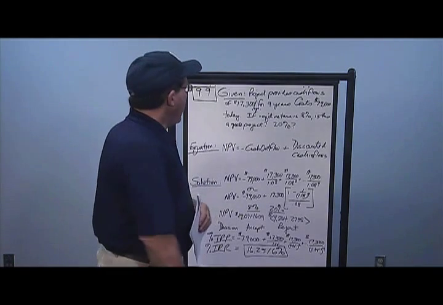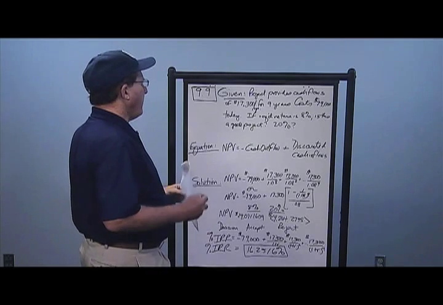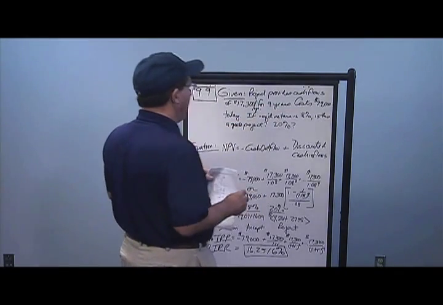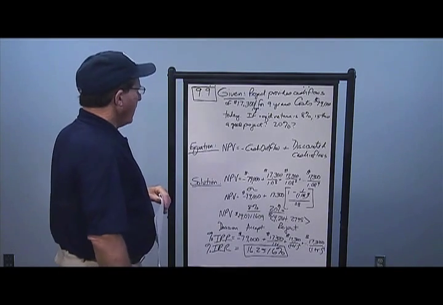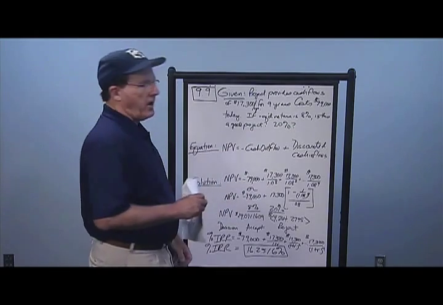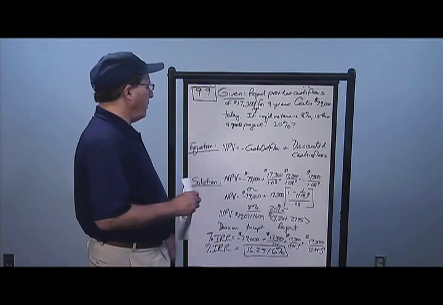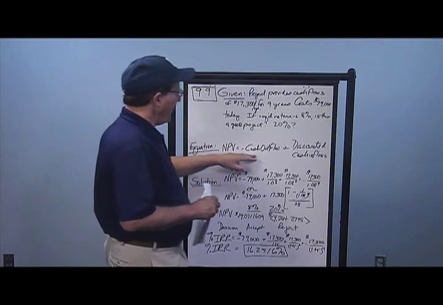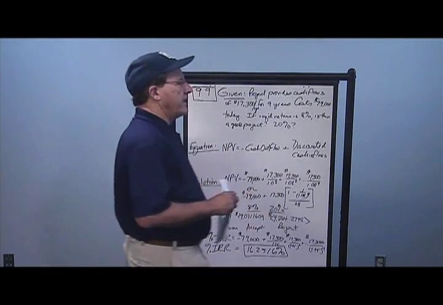In problem number 9, we see that this project provides cash flows of $17,300 a year for 9 years, costs $79,000 today. To go forward with this project, if the required return is 8%, is this a good project? How about if the required return or hurdle rate is 20%? So the net present value that we're looking for is negative cash outflow plus the discounted cash inflows at these 2 discount rates.